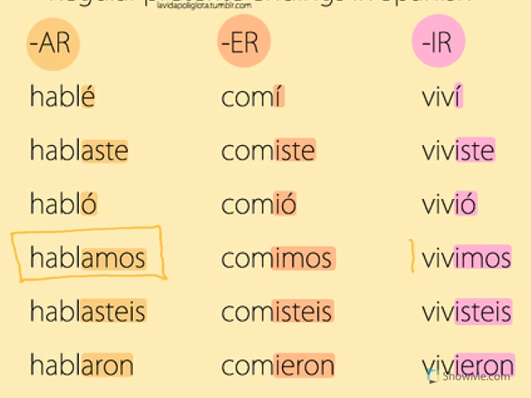Then vivimos will have the same difficulty. Vivimos will coincide in the present and the past conjugation, and again the context will tell you which one is which. Luckily, comimos does not coincide. It's comemos in the present and comimos in the past. Now you're comfortable conjugating the verbs AR, ER, and IR in the Spanish preterite tense.